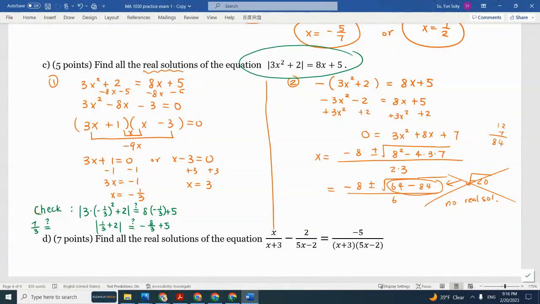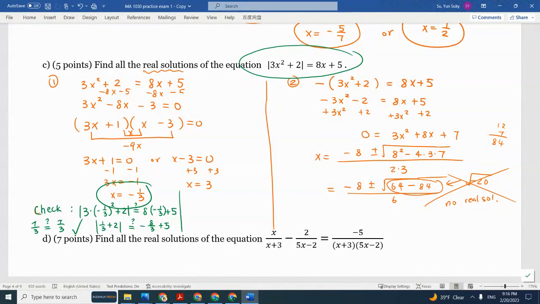How about the right hand side? Negative 1/3 plus 5. 5 is like 15/3. Negative 1 plus 15 is 14/3. Yes, check. The left hand side equals the right hand side, so this is a solution.